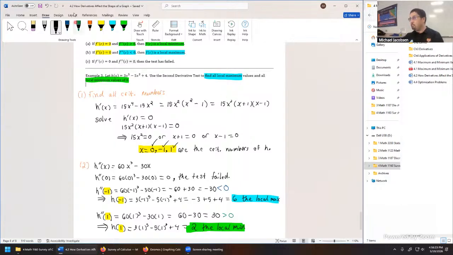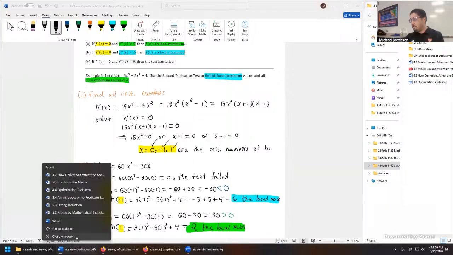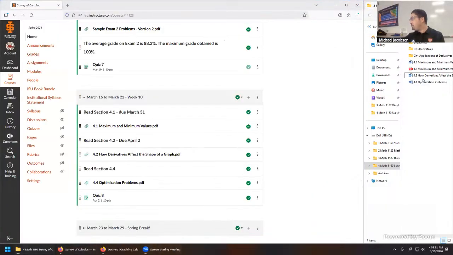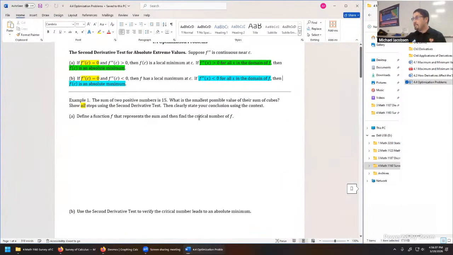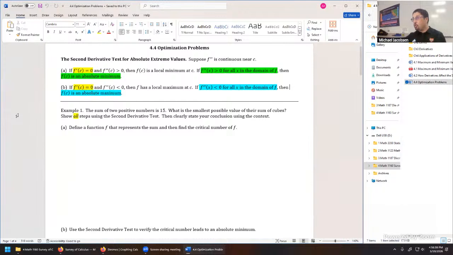Okay, so our whole work in 4.2 was to find local minimums, local maximums. But our goal in section 4.4 is a little bit bigger. We're actually going for absolute maximums, absolute minimums. And to find them, we're going to continue to use the second derivative test. We'll also use the first derivative test, but they've all been slightly tweaked.